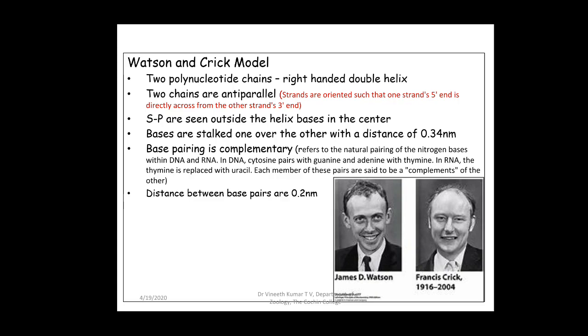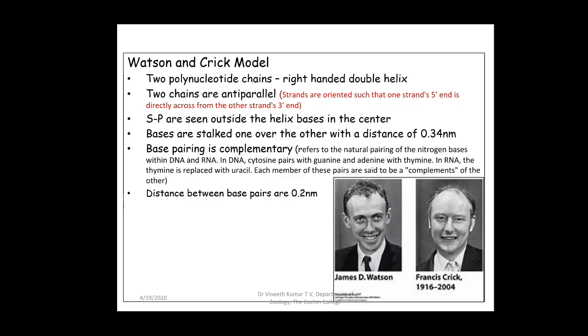They also found that these two chains were anti-parallel, in the sense that, as we saw, when you take a nucleotide, it has a 5' phosphate end and a 3' hydroxyl group. So there are two ends for a nucleotide. DNA, a nucleic acid, is a polymer of nucleotides, and when it forms a strand or a chain, one end of the chain will definitely be phosphate, which is 5', and the other end will be the 3' hydroxyl group.